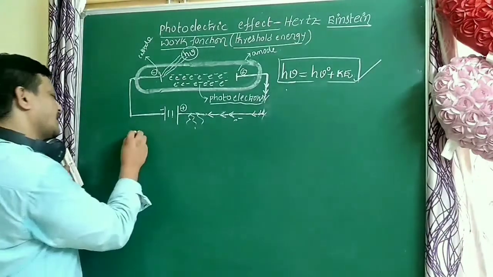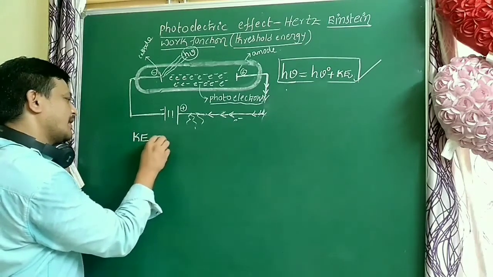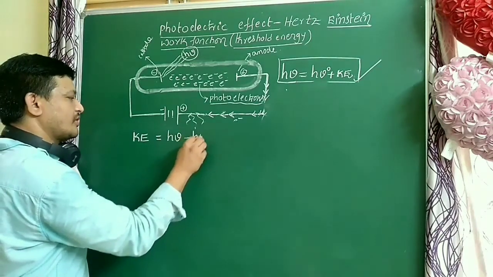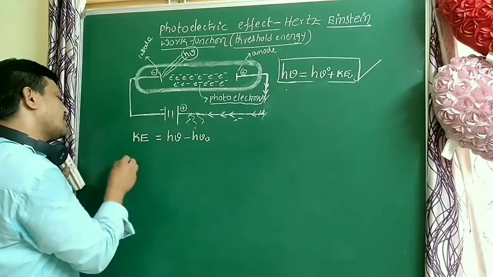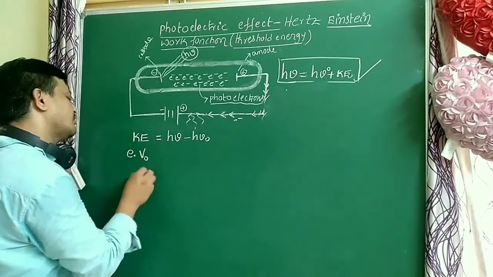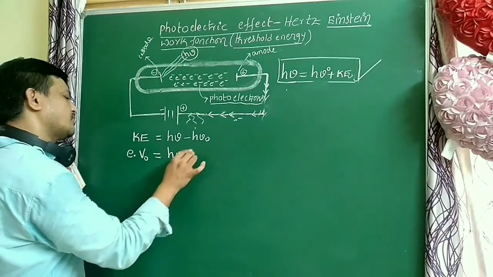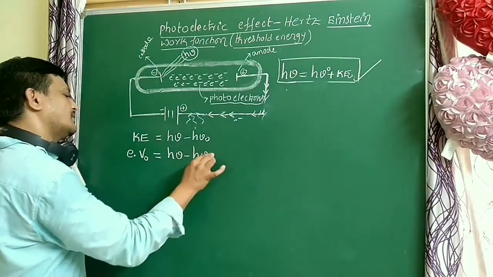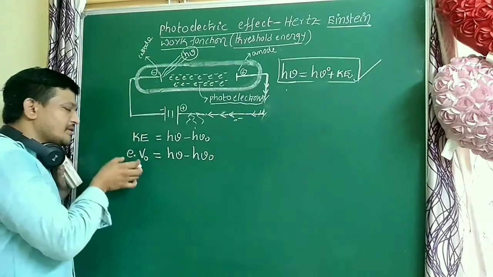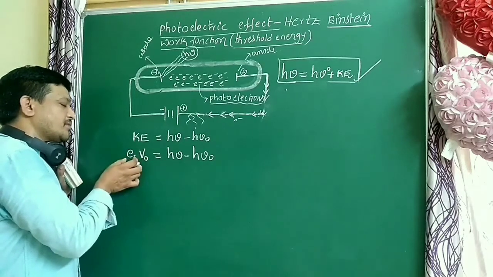So here kinetic energy equal to h mu, what is the formula, students? h mu minus h mu naught. In case of kinetic energy, you have to write e into electrode potential, that equals h mu minus h mu naught. This is the very, very important formula. In case of kinetic energy, what is the formula? Kinetic energy equals charge into electrode potential. e is nothing but charge.